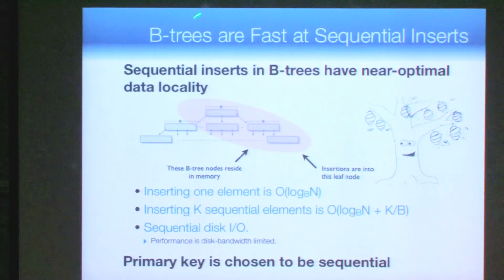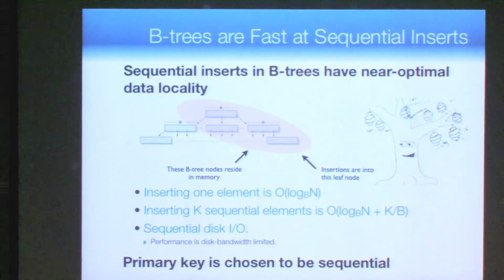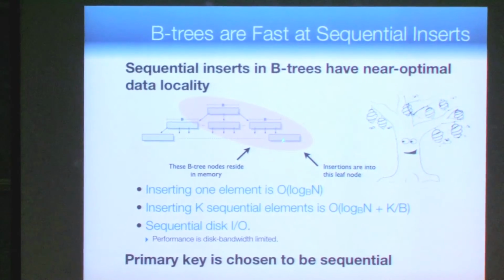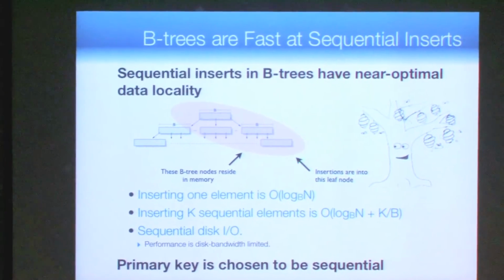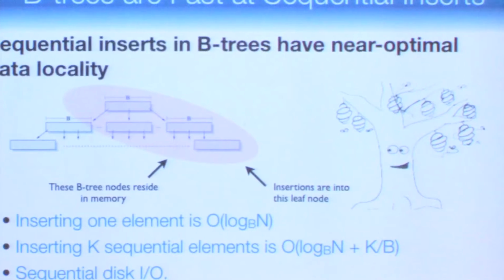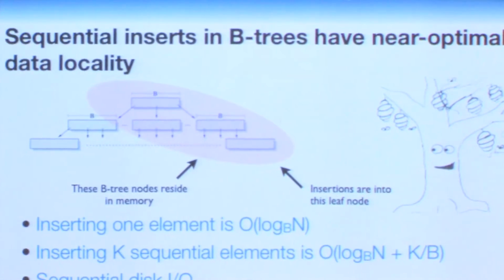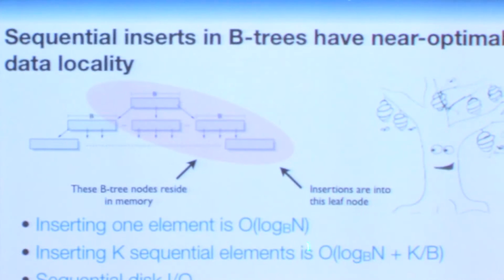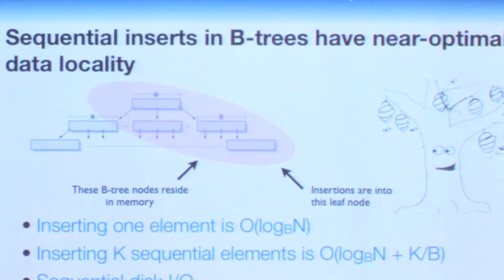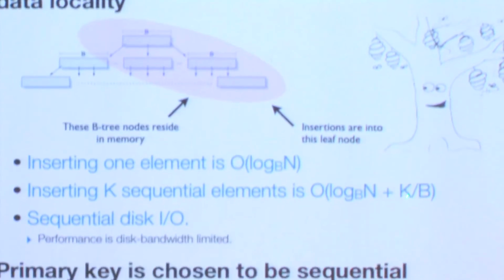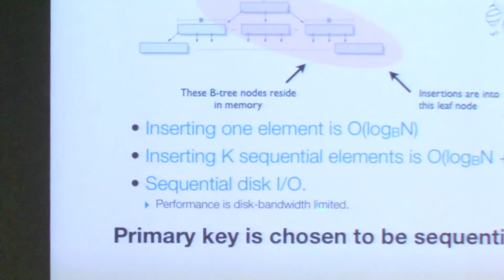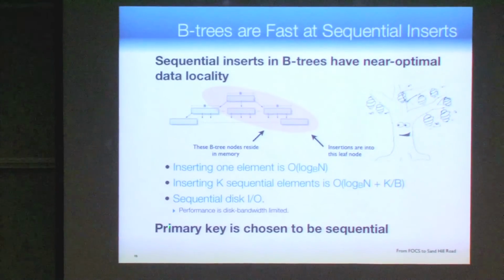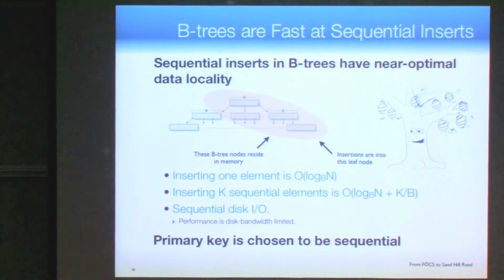So let's see. B trees are fast for sequential inserts because sequential inserts in a B tree have near optimal data locality. You fetch in the leaf where you do the inserts, and you insert, insert, insert, insert, insert, insert, and it's in memory the whole time. And then when you finally fill it up, you get to the next leaf. So that's log base B of n, or if you do k sequential things, it's log base B of n plus k over B. And you get sequential disk I/O. And so people generally pick their primary key in a database to be sequential.